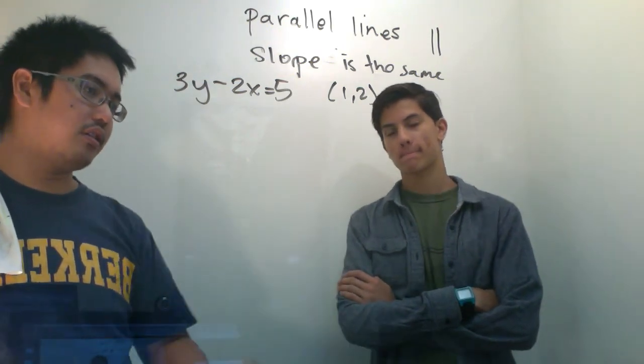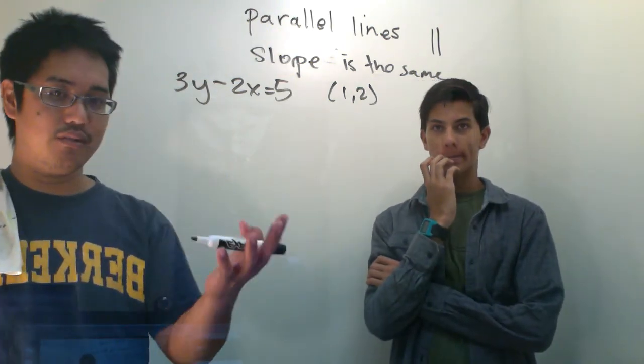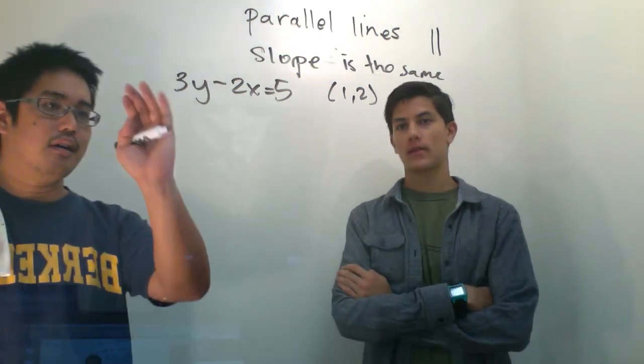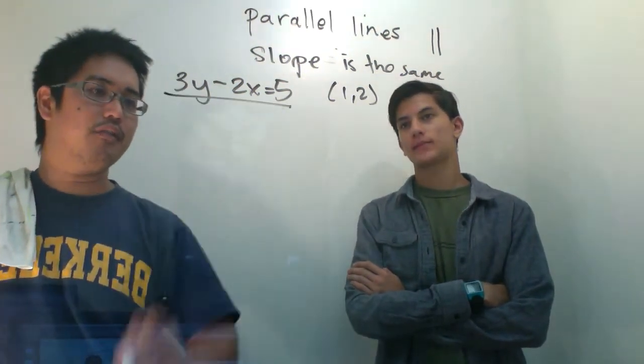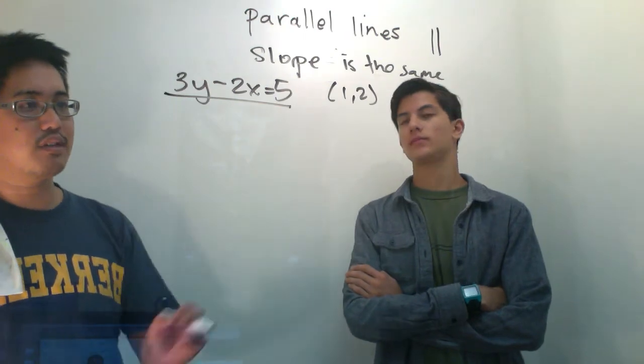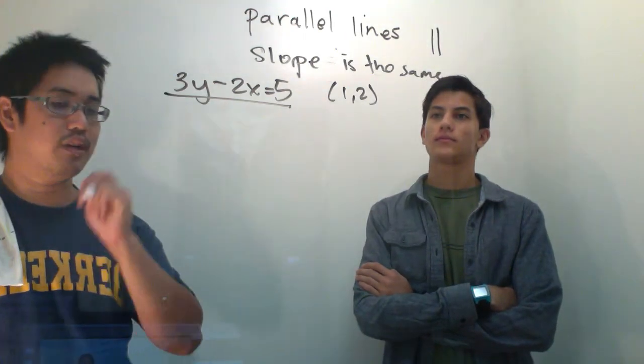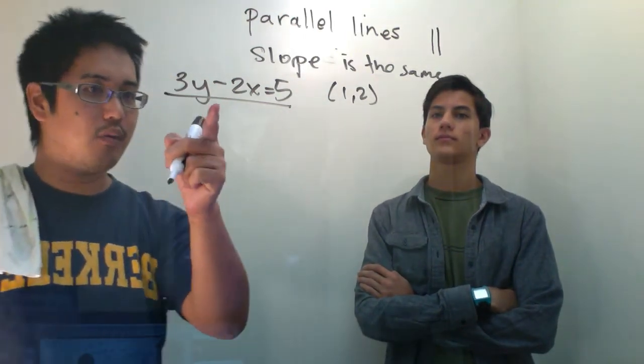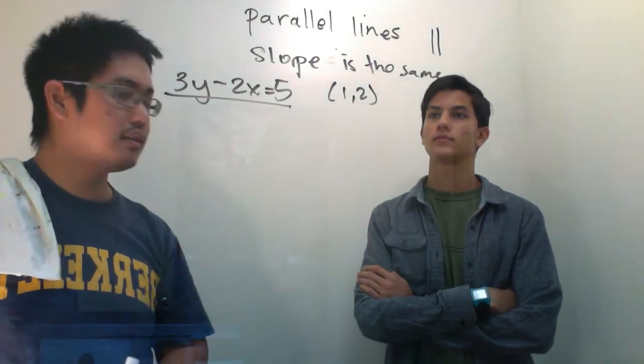But all of those fall under the category of lines, so I need to teach it to you now before I give you the final exam. All right, first thing I would do, if I want to figure out the equation of a line that is parallel to this and goes through that point, I would figure out what the slope of this line is.